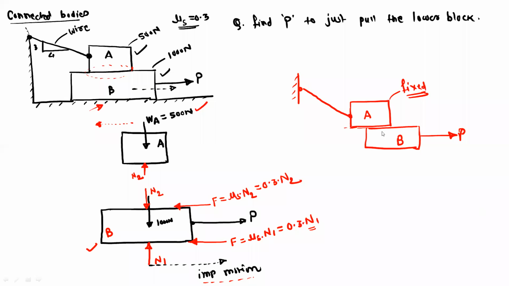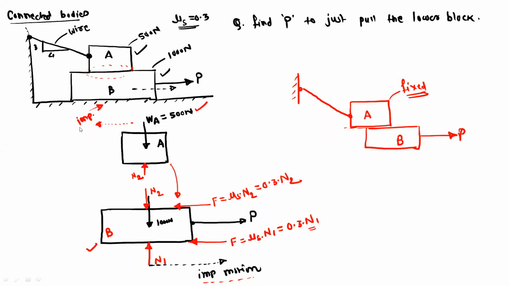So if you observe the motion for the block A from the frame of reference of the block B, then you will observe that the block A is moving towards the left side compared to the motion of the block B. And therefore, the impending motion for the block A compared with the block B is towards the left side.